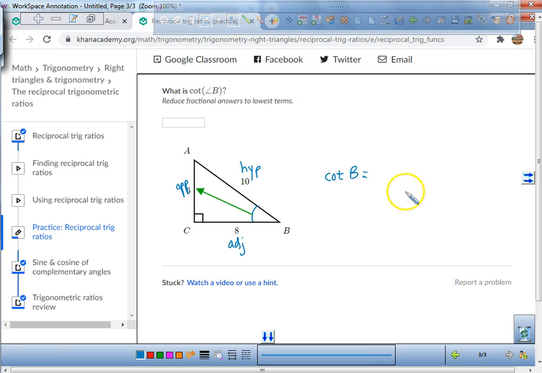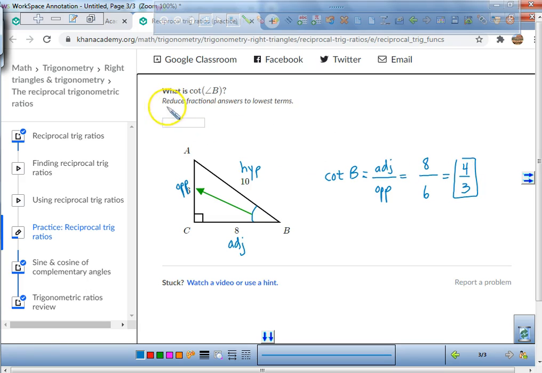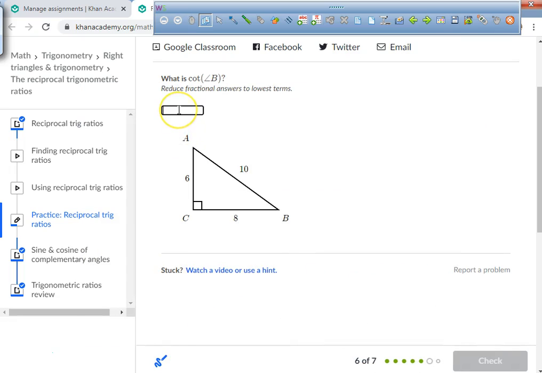Now, if the tangent is the opposite over the adjacent, the cotangent is the adjacent over the opposite side. So what is my adjacent side? 8. And what is my opposite side? Hold on. Oh, 6. All right, so I'm going to put 6. Now, if I reduce that, that becomes 4 over 3. And that's my answer if I reduce it. 4 divided by 3.